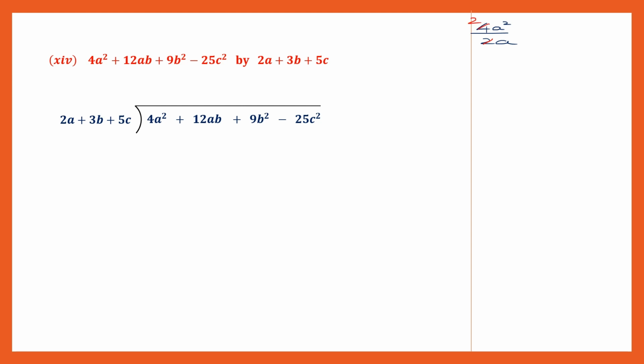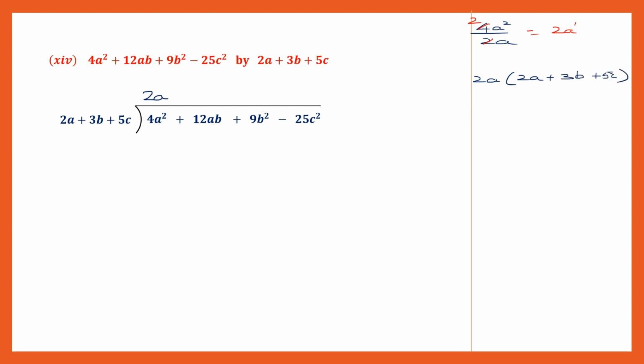2 2s are 4. And then we have a square divided by a, that is a to the power of 2 minus 1, a to the power of 1, that is 2a. So we're going to write it in the quotient 2a. Now we have to multiply 2a into every term here. So let's take it here and write. So 2a into 2a plus 3b plus 5c.